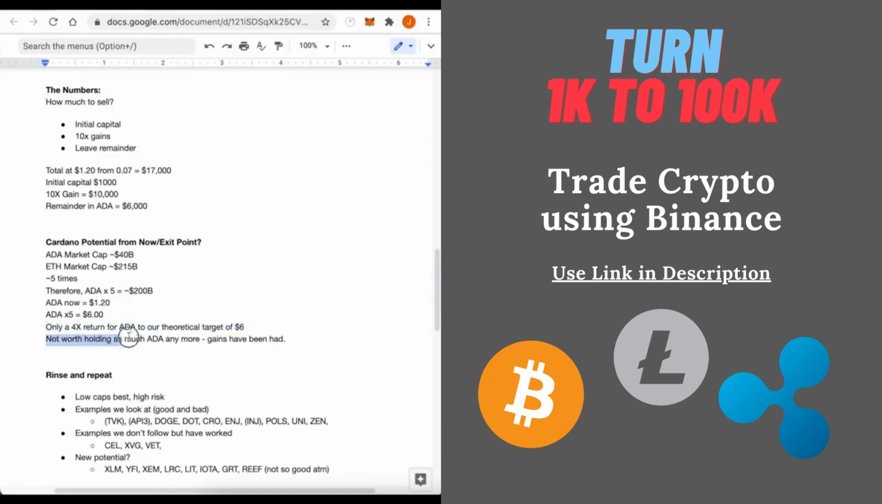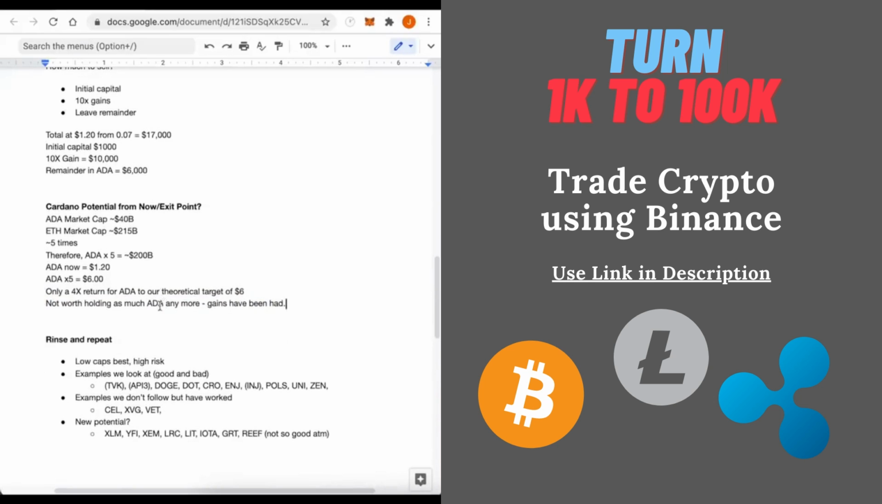Not worth holding as much ADA anymore. Gains have been had. We have had 1,700% gains already. Now let's pull those and find something else that we can rinse and repeat on. This is the point. We're in such a beautiful position right now in this example. I get it. We have tons of money in Cardano still. We still have 6 grand in there.